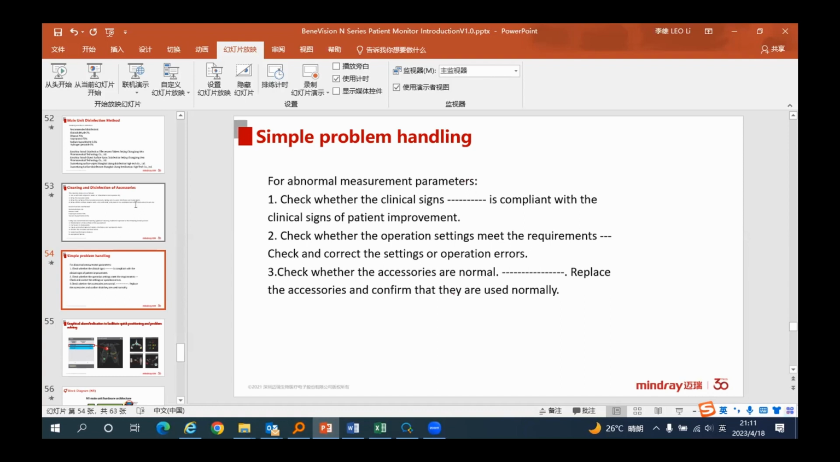And for the NIBP problem, in our maintenance menu we also have the NIBP leakage test. If the reading is not accurate, we can also use a Fluke simulator to help us verify if the reading is normal or not.